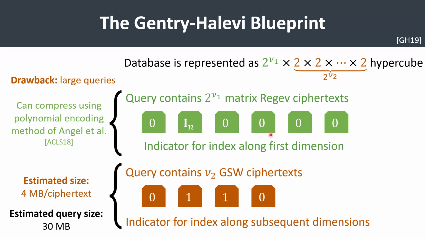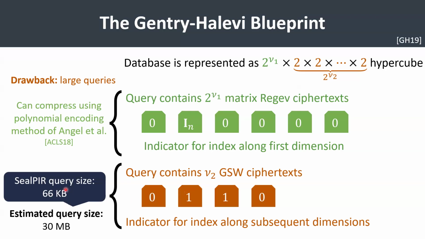Also note that there's a clever technique using polynomial encodings by Angel et al. that shows how to compress many Regev encodings. So I'm not going to go into details of how that works. Basically, you can actually compress the Regev encryptions, but the GSW ones, we don't have a mechanism yet.